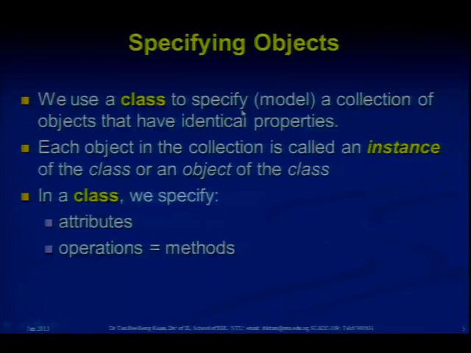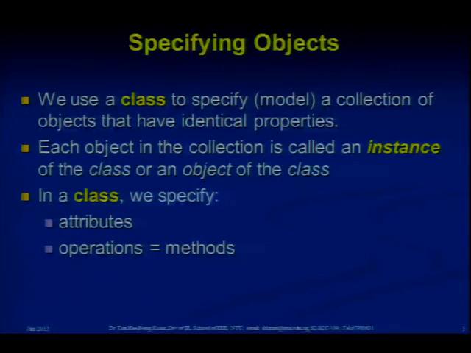Specifying objects: how do we specify objects in class diagram techniques? We use a class. In class diagram techniques, we use a class to specify a collection of objects that have identical properties. So when we apply class diagram techniques, we use the concept of object to represent each and everything that is important to our problem, and we define a class to specify a group of objects that have the same property. Since the object has two components, same property means it has the same set of attributes and the same set of operations.